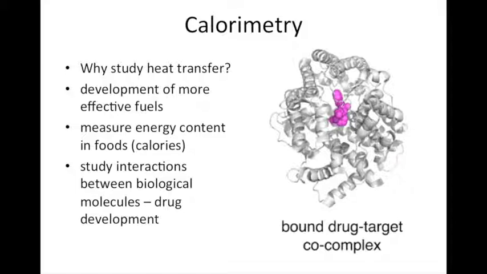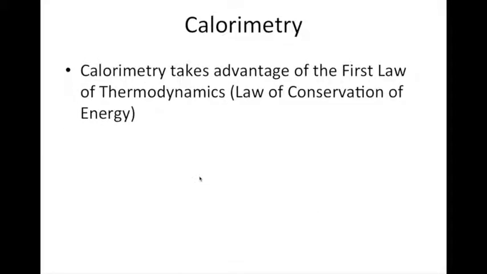Another important biological application is that calorimetry can be used to measure the interactions between drugs and proteins. If a drug interacts with a specific protein, a small amount of heat is released, and calorimetry can be used to measure that and then determine whether the drug is binding very efficiently or not very efficiently to that particular protein. So there's a lot of medical and biological applications for calorimetry.